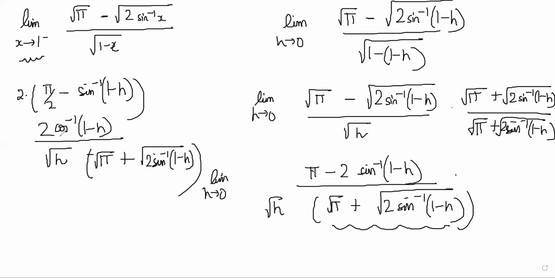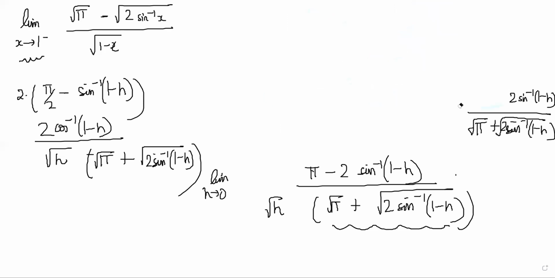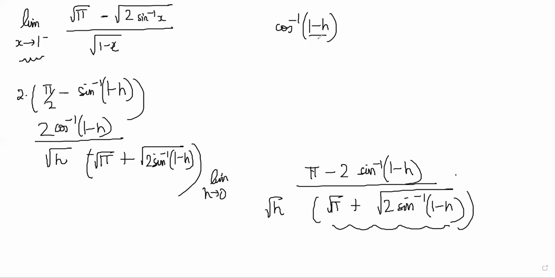We can write cos inverse 1 minus h in terms of sine inverse. So think about that. What is cos inverse 1 minus h? Basically, the base is 1 minus h, the hypotenuse is 1. So sine inverse would be perpendicular by hypotenuse, so root over 1 minus 1 minus h whole square, by 1, right?